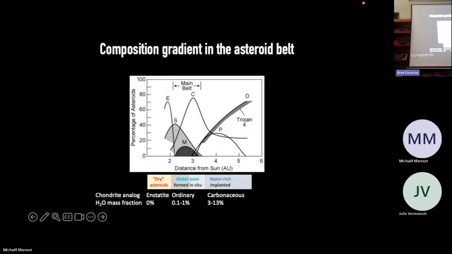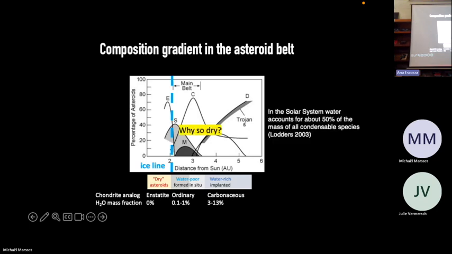So that would put the water ice line somewhere around 2.1 or 2.2 astronomical units when the solar nebula dissipated. But the question that was not well understood for a long time is, what is the object beyond this? Why would the object beyond the snow line be so dry? Especially if you consider that in the solar system, water accounts for about 50% of the mass of condensable species, and I think that's also true for other planetary systems. So why do we have this lack of water?